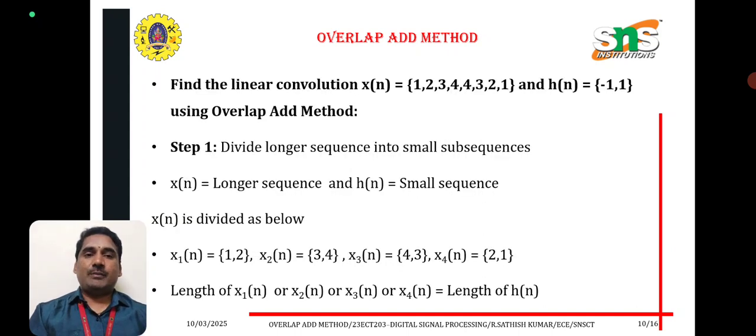Now we can see the problem. Find the linear convolution of x of n equal to 1, 2, 3, 4, 4, 3, 2, 1 and h of n equal to minus 1, 1 using the overlap add method. First we divide the longer sequence into smaller subsequences: x of n is the longer sequence and h of n the small sequence. x1 of n is 1, 2, x2 of n is 3, 4, x3 of n is 4, 3 and x4 of n is 2, 1. Therefore the length of x1 of n, x2 of n, x3 of n or x4 of n is equal to the length of h of n.